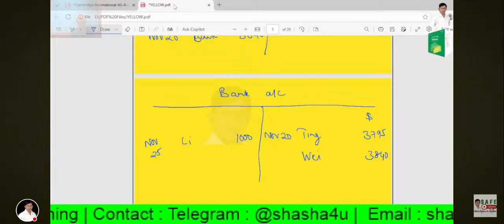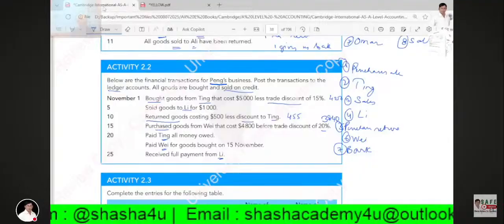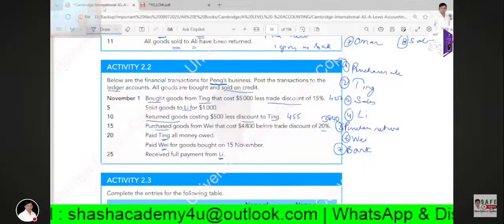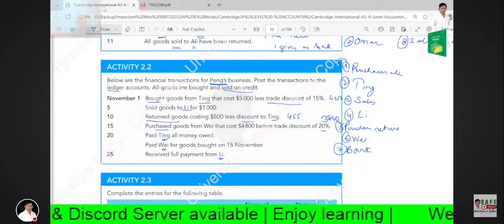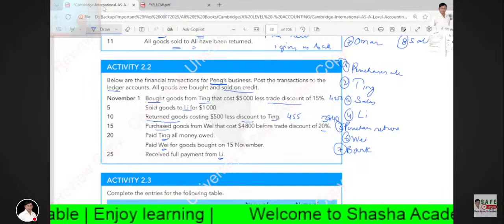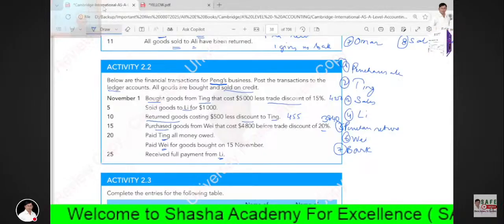Over. That's all. So we have finished. What else is required? Below are the financial transactions for Peng's business. Post the transactions to the ledger accounts. All goods are bought and sold on credit. So we have finished. So this is the answer.